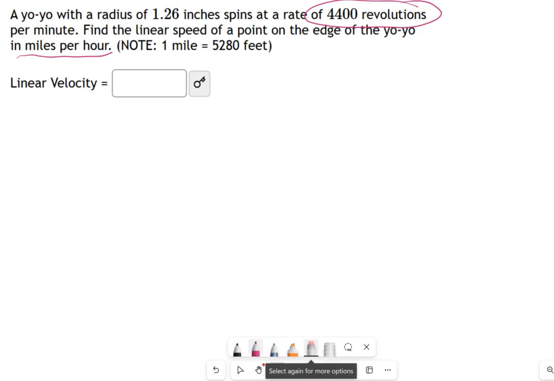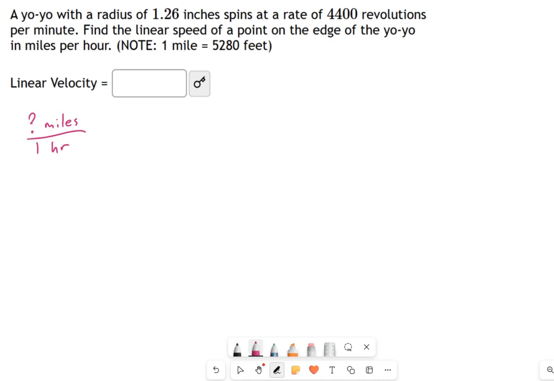So what we're going to do is set this up like a unit analysis problem. I tend to not do formulas if I can avoid them. I like to reason our way through this. So let's take the speed that we want, which is question mark miles per 1 hour. Okay, that's what I want the units of the answer to look like, miles per hour.